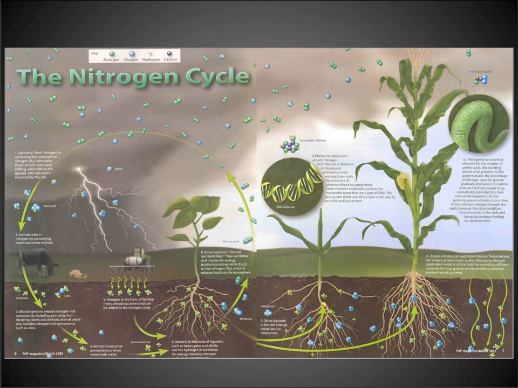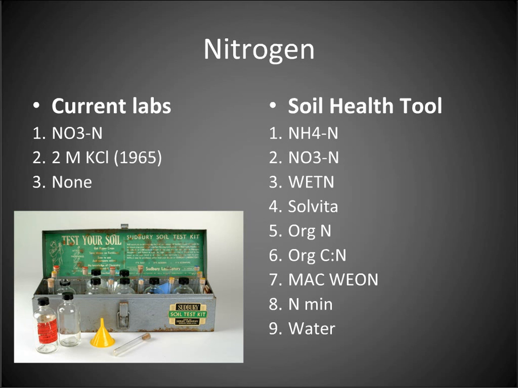To start out, this is just a slide to show the nitrogen cycle, and it's vastly complex. You all know this, it's very complex, it's very dynamic, and it changes a lot. Trying to get a handle on what it means and how we evaluate it has been a daunting task. However, I think we've come up with some simple things that we can do that will help us get down the road a little bit. Currently, for nitrogen, most labs test for nitrate nitrogen, that's it. The paper which first started using 2 molar KCl was in 1965. So that was quite a while back.